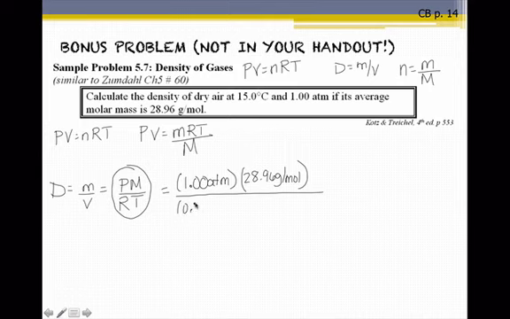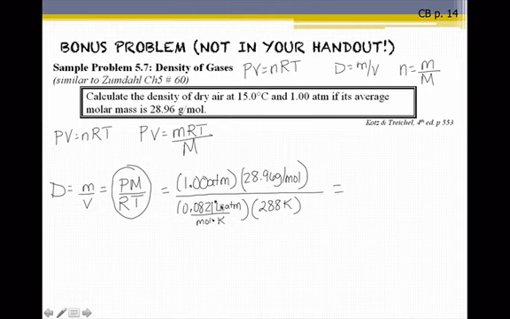R is 0.0821 liter atmosphere per mole Kelvin. And then our temperature that they gave us is 15 degrees Celsius, which would be 288 Kelvin.